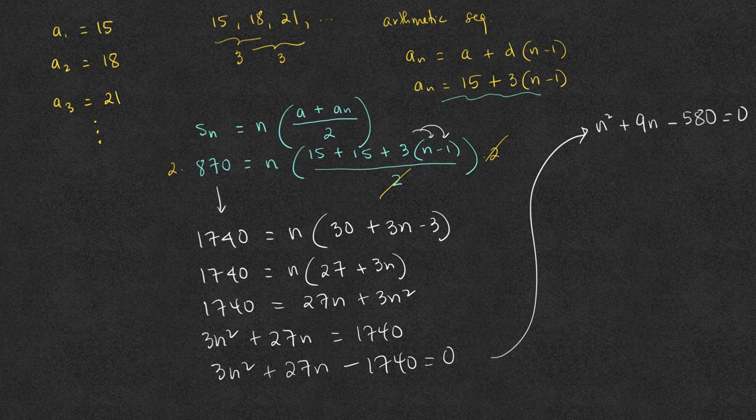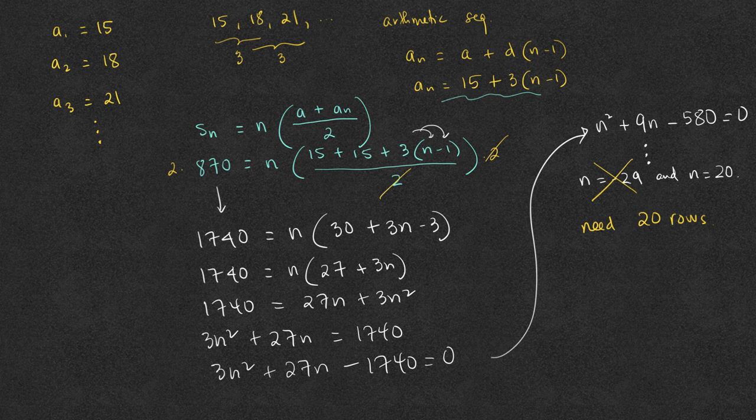We either factor this or use the quadratic formula to solve for n. Regardless of which method we use to solve it, we will get n equals negative 29 and n equals 20. Again, we can either factor this or we can use the quadratic formula to get 2 n's. But n is the number of rows, so we cannot use negative. Therefore, we would need to have 20 rows to make sure that there are 870 seats in the theater.